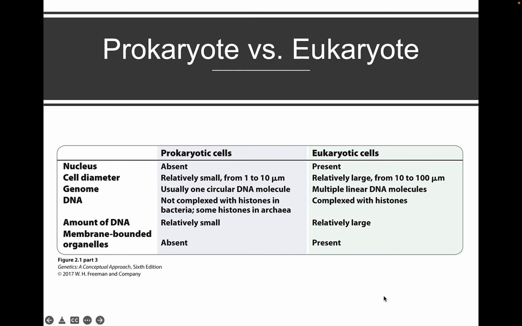And then the amount of DNA that's present is significantly different. The amount of DNA in a prokaryotic cell is much smaller than that of a eukaryotic cell. And then you also have the membrane-bound organelles that I was just speaking about. You're going to have them present in a eukaryotic cell, but absent in a prokaryotic cell. So there are some clear differences between the two.